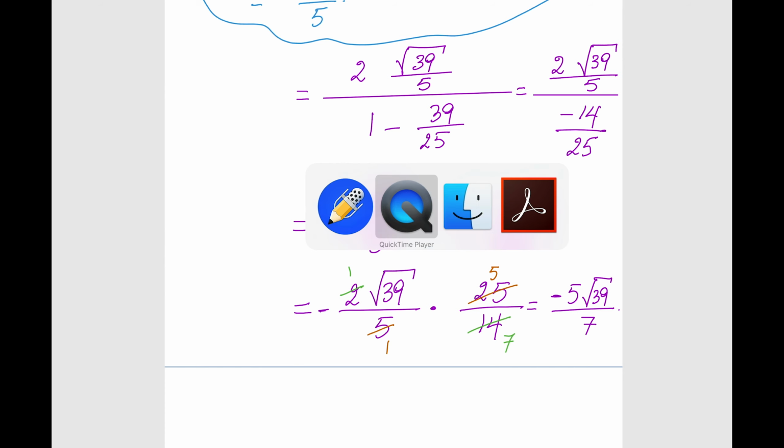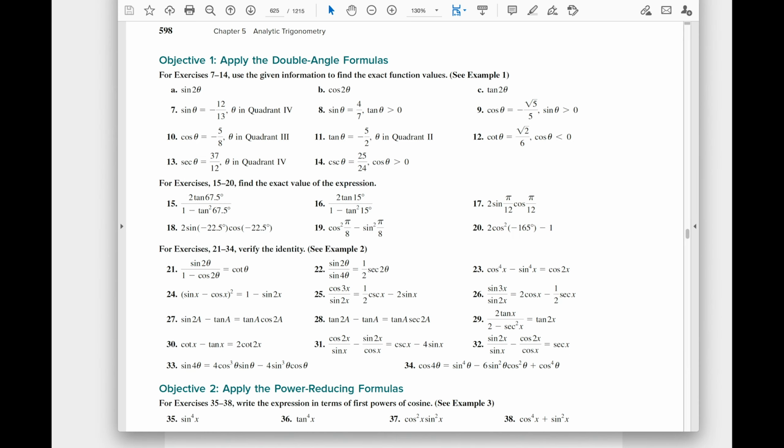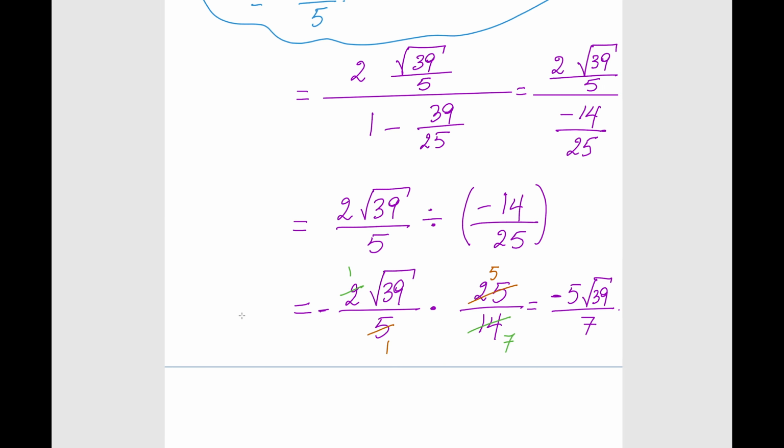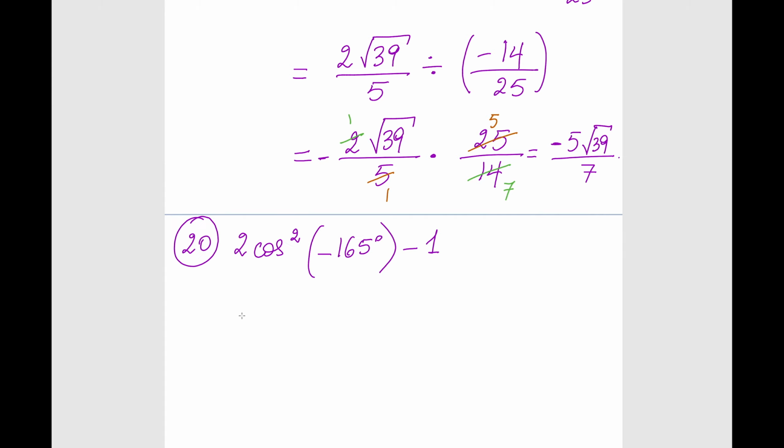Let's go back to the book. Still on the same page, 598. And let's do one of these problems from 15 to 20. The question here is find the exact value of the expression. And let's do the last one, number 20. 2 cosine squared of minus 165 degree minus 1. Okay. So let's do number 20.